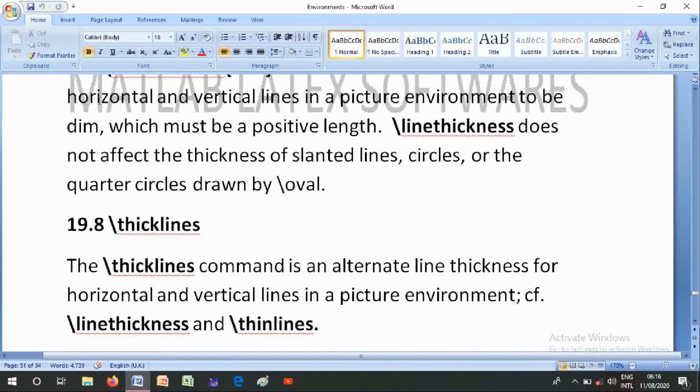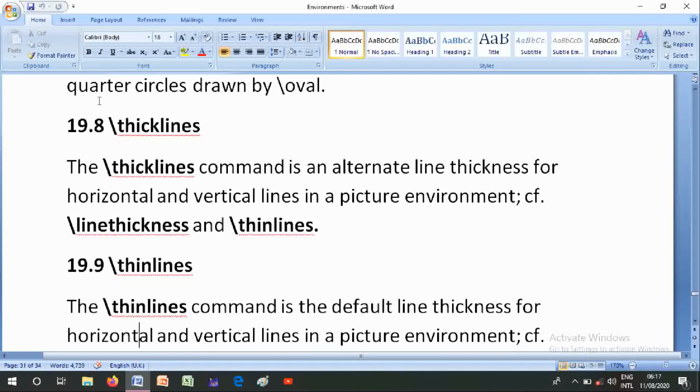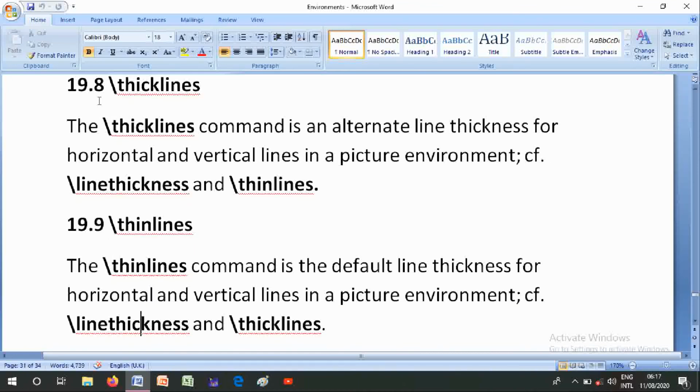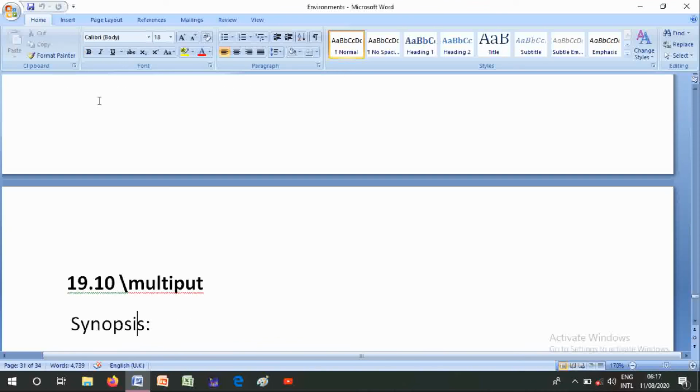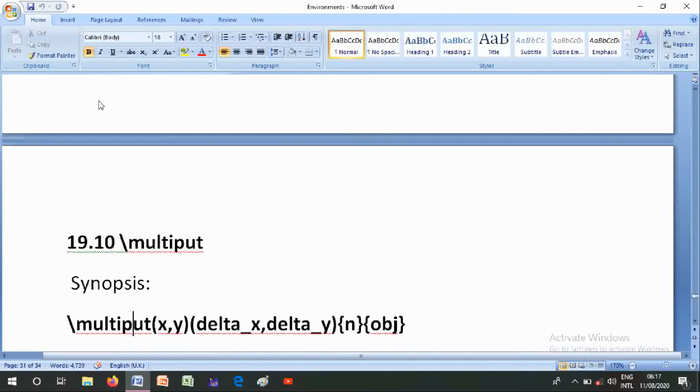19.8 is thicklines. The thicklines command is an alternative line thickness for the horizontal and vertical lines in a picture environment. Compare thinlines and linethickness. 19.9 is thinlines. The thinlines command is the default line thickness for the horizontal and vertical lines in a picture environment. Compare linethickness and thicklines.